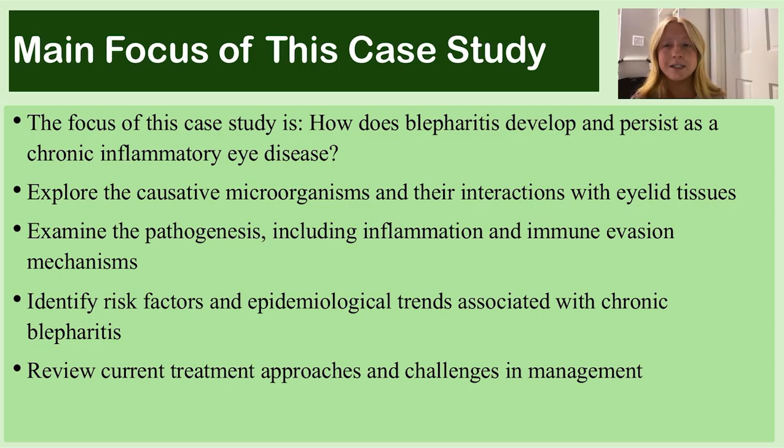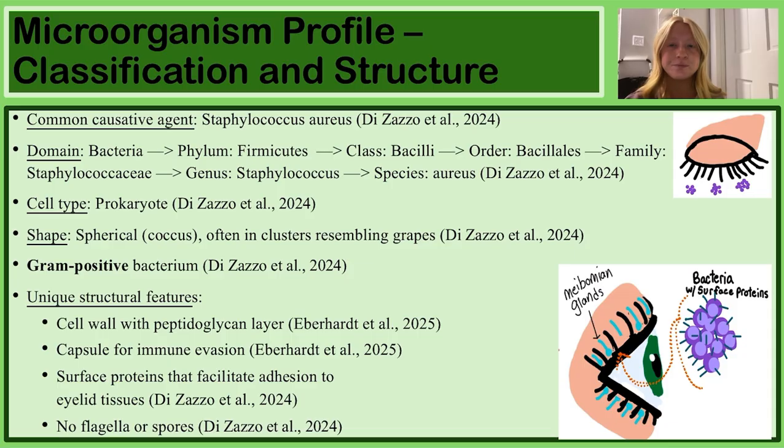The main goal of this case study is to explore how blepharitis develops and why it's so hard to get rid of. That means understanding how the microorganisms are involved and how they interact with the eyelid tissue, and also how they contribute to ongoing inflammation. We're also going to look at the pathogenesis, which is how the bacteria attach to the eyelid margin and form biofilms, and then trigger the body's immune system. And we're going to explore the risk factors that make people prone to blepharitis and treatment strategies.